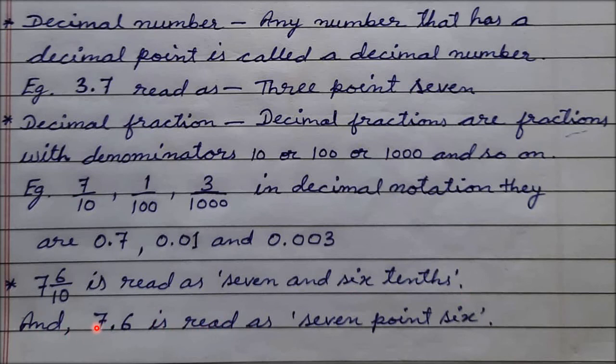Here it is 7.6. The same thing, if you write in decimal form, will be 7.6. It will be read as 7.6. So this is 7.6 and this is 7 and 6 tenths, in mixed fraction 7 whole 6 by 10. So when we have 10 in the denominator, then what do we call them? Decimal fractions. And we can convert such fractions into decimal numbers.